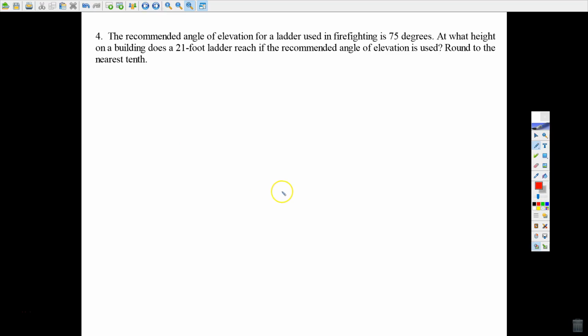Okay, number 4, I think it's always good in these word problems that you sketch a right triangle. So let's see, the recommended angle of elevation for a ladder used in firefighting is 75 degrees. So let's just draw a little picture here. I've got my building and the ladder is leaned against the building. Here's the ground. This is my angle of elevation, so it's like going upward from the ground is forming an angle of 75 degrees. The building, of course, forms a right angle with the ground. And the ladder is 21 feet.